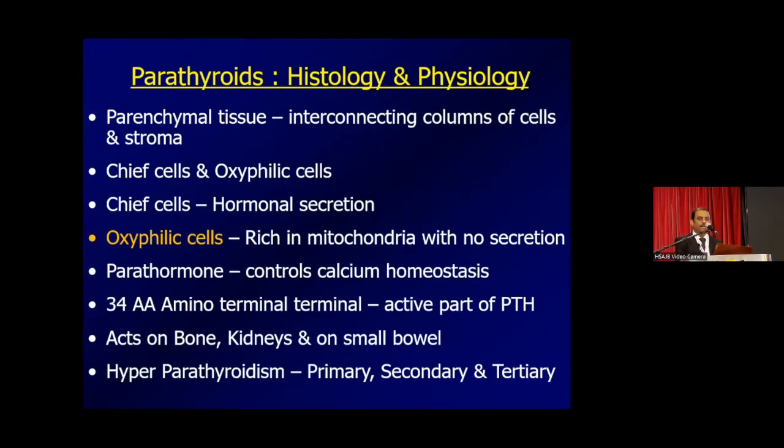Another important thing, parathyroids have chief cells which secrete parathormone, which is the main culprit in hyperparathyroidism. But interestingly, our interest is not towards the chief cells, but the oxyphilic cells. Why are oxyphilic cells very important? Oxyphilic cells are very important because they are rich in mitochondria. As they are rich in mitochondria, you are going to have a significantly higher sestamibi uptake in oxyphilic cells.